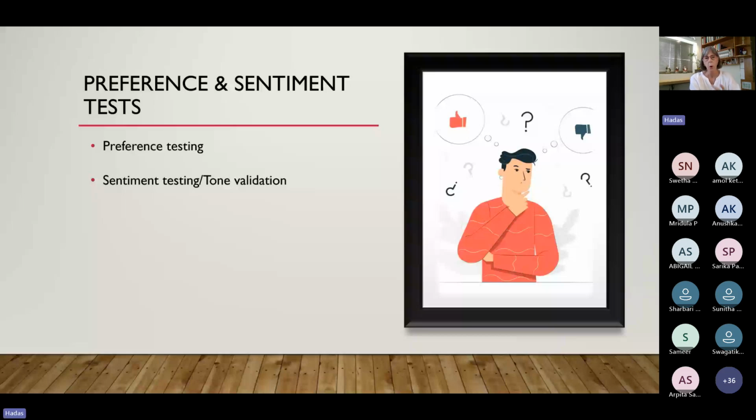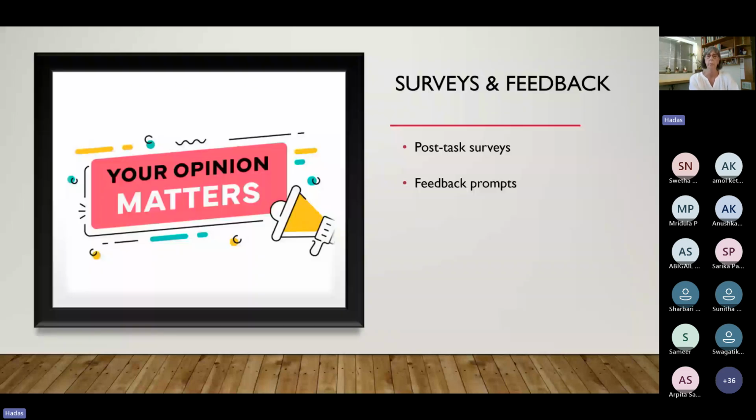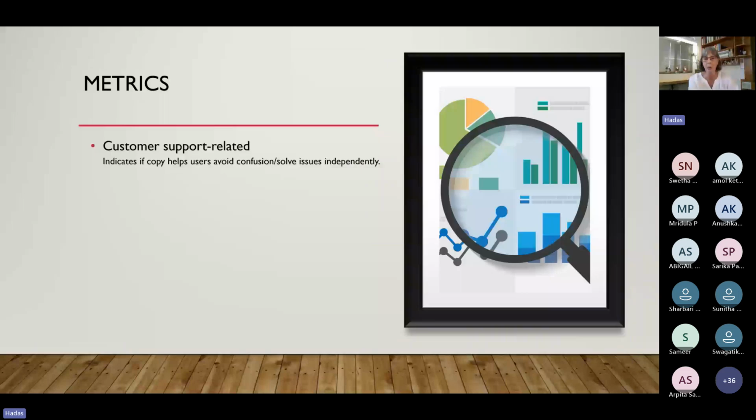These are often used post-interaction to gather user impressions of clarity, usefulness, or tone. They can ask users to rate the content clarity, confidence levels, or emotional response after using the product. And then we have the much flaunted word of metrics. So tracking metrics helps UX writers make data-informed decisions, prioritize work, and demonstrate the return on investment of content.